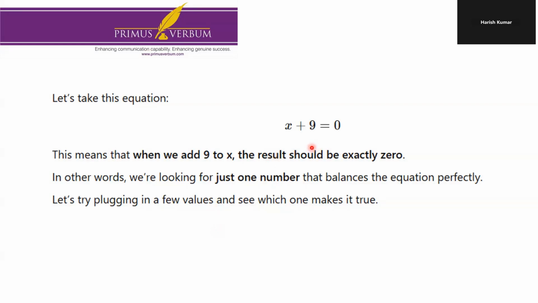Let's take this equation x plus 9 equal to 0. This means that when we add 9 to x, the result should be exactly 0. In other words, we are looking for just one number that balances the equation perfectly. Let's try plugging in a few values and see which one makes it true.